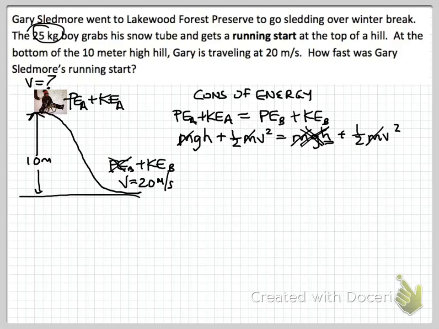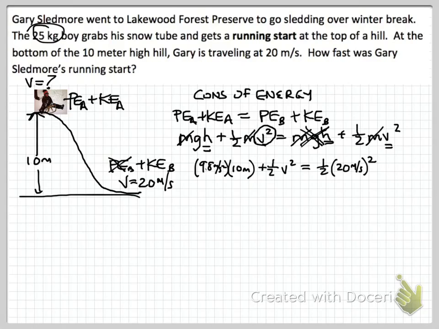We're left with the gh on the left plus the 1/2 v squared on the left equals the 1/2 v squared on the right. The v squared on the right is the 20 at the bottom of the hill that we're given. The h on the left is going to be the 10, which is the height at the beginning of the problem, and we're going to be looking for that velocity up at the top. So I'm going to plug some numbers in place and then do some algebra.